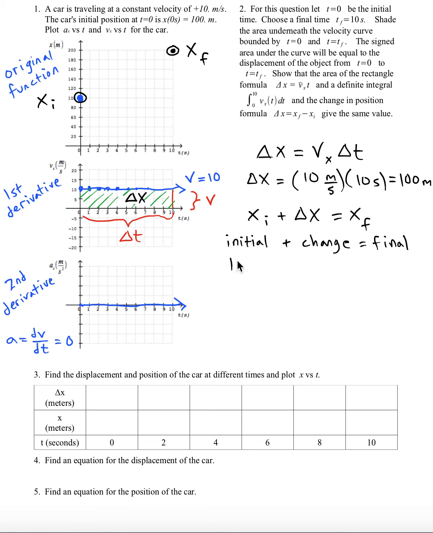So we're going to start off with 100 meters initially. That's where we're located. We found through the mathematics above that we were going to have a displacement or change of 100. And that takes us to 200. And that's our final location.